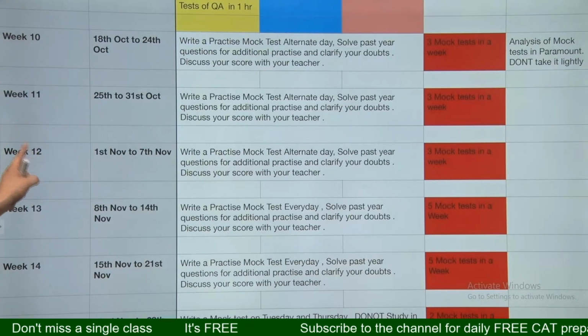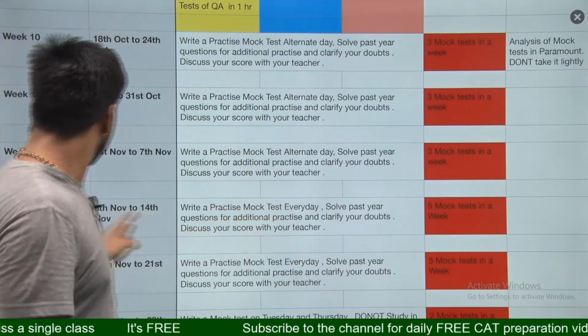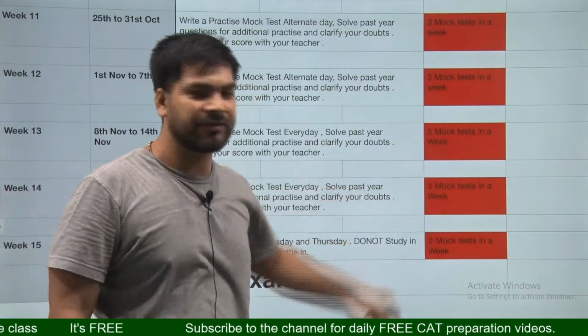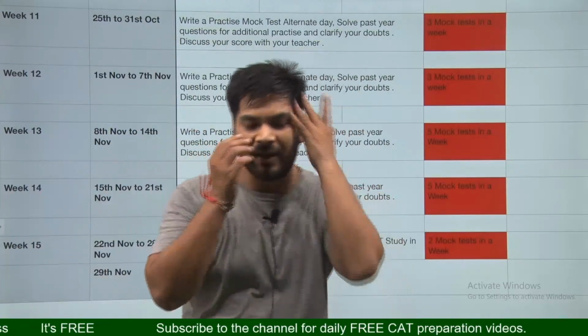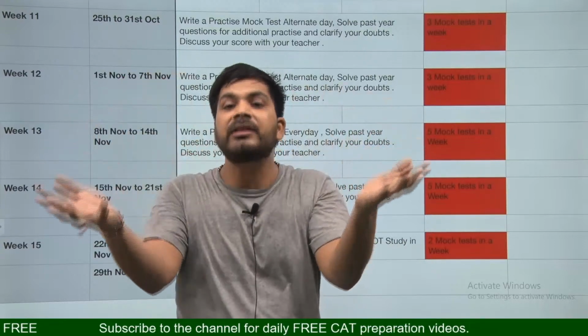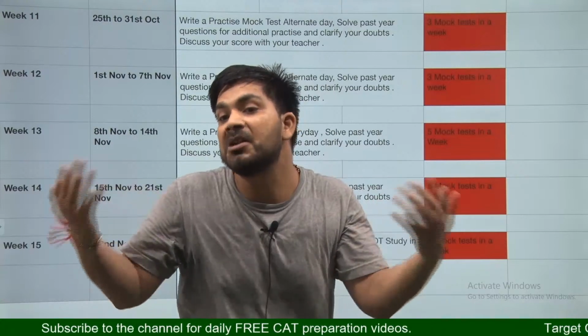From 1st November to 7th November, that is week 13, and 8th November to 14th November, write 5 mock tests in a week. Why am I asking you to write 5? Write a mock test every day, so that by now you would have covered everything in your CAT preparation. You would have revised your topics multiple times.